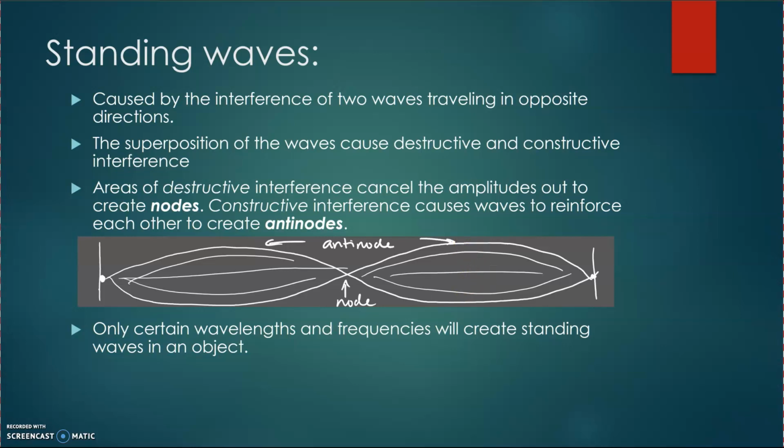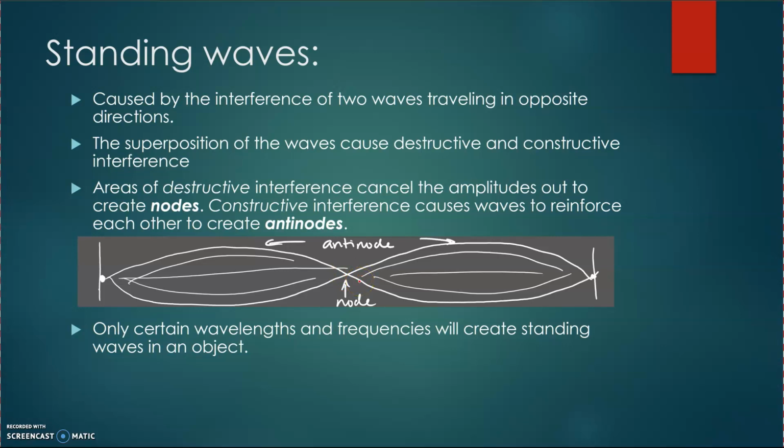Now, in other areas, they're going to cancel each other out. So when they cancel each other out, they will form a node. Say, a crest and a trough will meet, and when they do that, they're going to cancel each other out. And so this region at the node won't vibrate up and down.